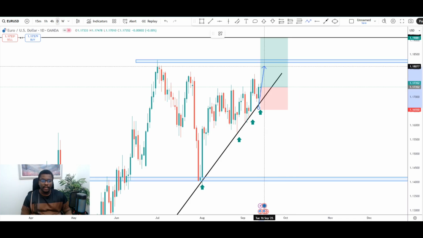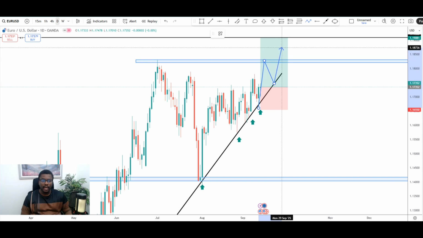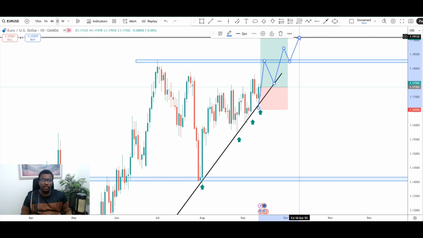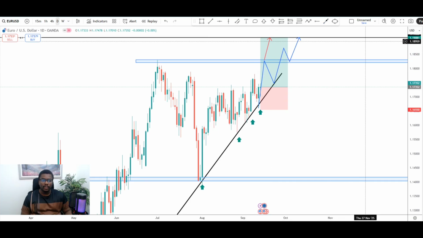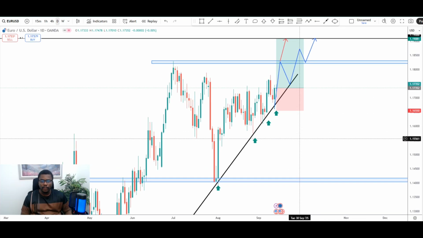So I'm expecting price to move up to this area here, see how price reacts, whether it bounces back down to the trend line and then continues that move up, or if it just breaks this resistance area and then continues to the 1.19 area. So essentially this is what I'm looking at for Euro USD.